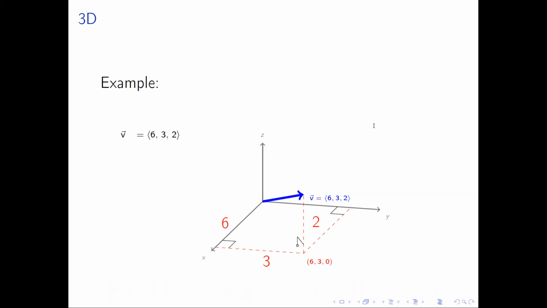Example, let V be represented by components 6, 3, and 2. Find the magnitude of this vector. The magnitude here is square root of 6 to power 2 plus 3 to power 2 plus 2 to power 2, which is 7.